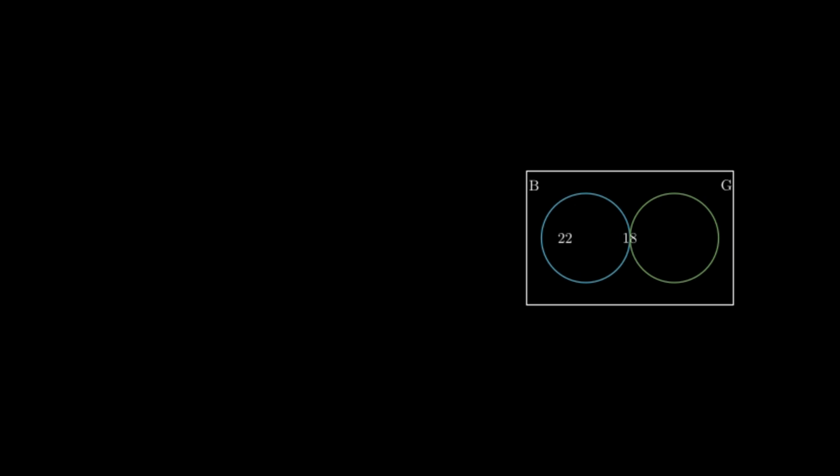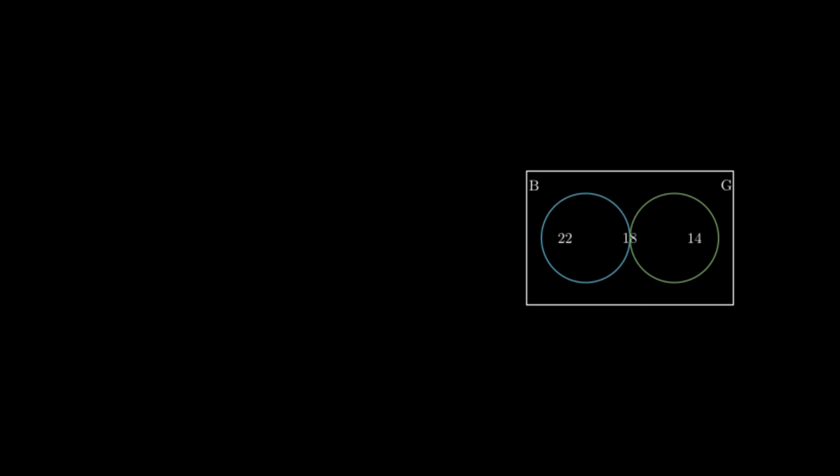We do the same for geography. The total number of geography students is 32. Again, 18 of these are in the intersection. So, to find those who only study geography, we calculate 32 minus 18, which gives us 14. We'll place 14 in the non-overlapping part of the G circle. So now our diagram shows 22 students in biology only, 14 in geography only, and 18 in both.